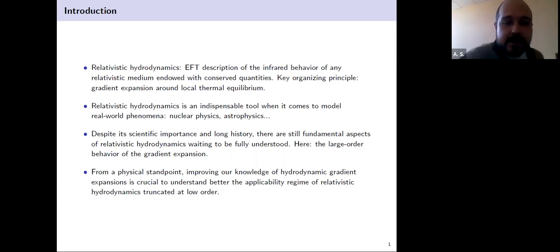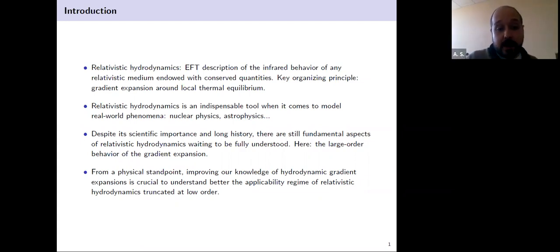And despite its scientific importance and long history, I think it is fair to say that there are still fundamental aspects of relativistic hydrodynamics which are waiting to be fully understood. Now, this comment applies in particular to the systematic inclusion of stochastic effects in relativistic hydrodynamics, which is a thriving business in some parts of India. But this is not the front that we are going to attack in this talk. So in this talk, we are going to assume that we are dealing with a system with a sufficiently large number of local degrees of freedom in such a way that these stochastic effects can be completely neglected. And we are going to focus on a particular question, which is the large order behavior of this gradient expansion that relativistic hydrodynamics is based upon.